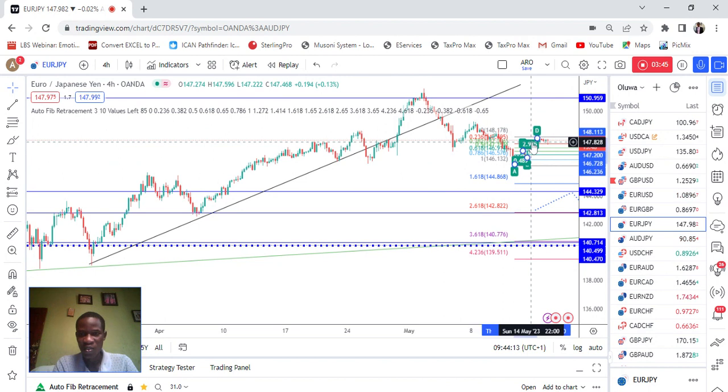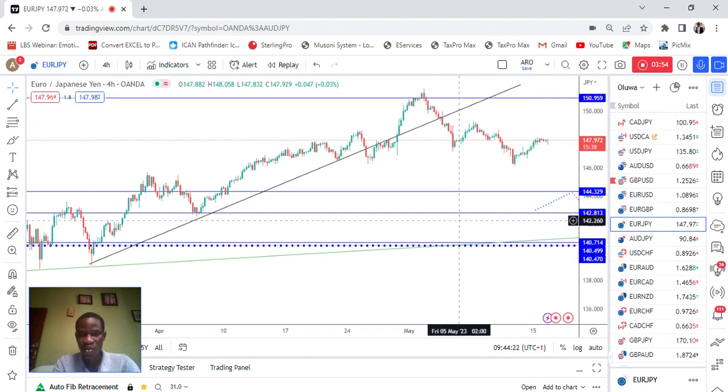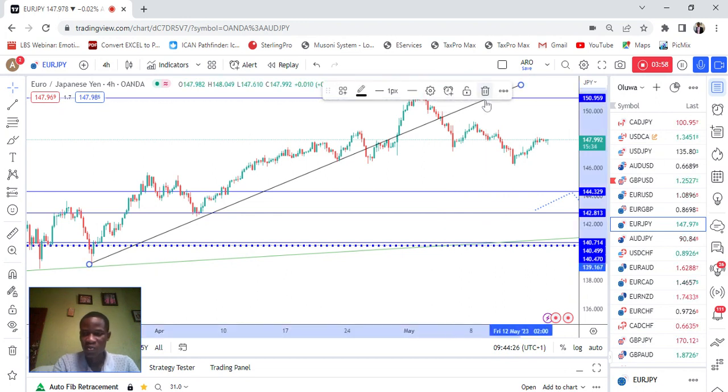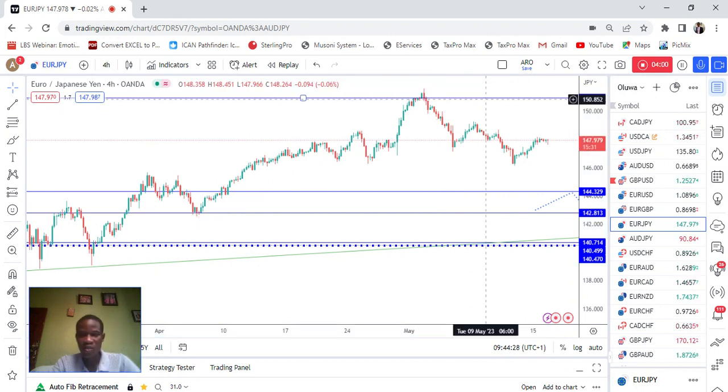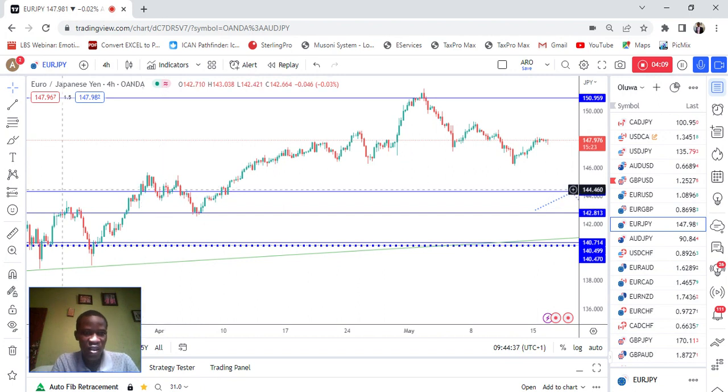Let me clear all this so that I can see the chart clearly. Let me remove the Fibonacci extension I put on the chart. So let me also remove this. You can see from this chart that the market condition is showing that the buyers are in control.